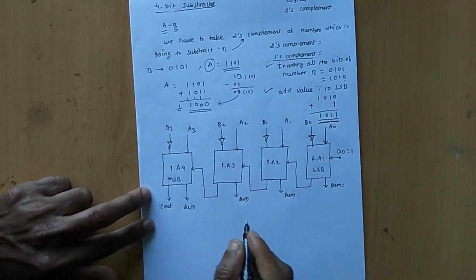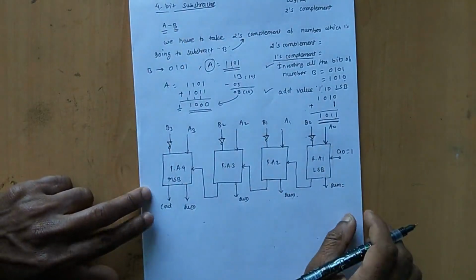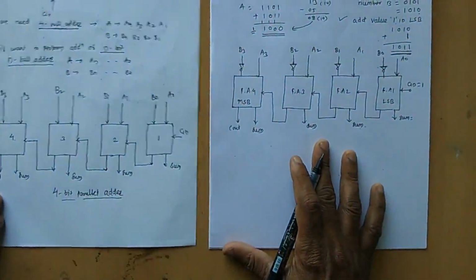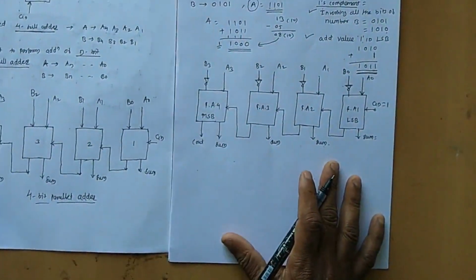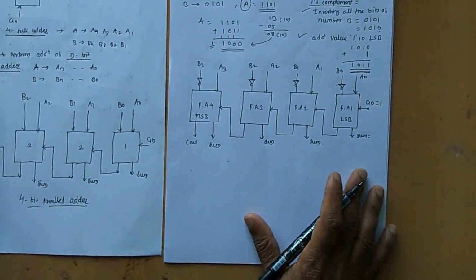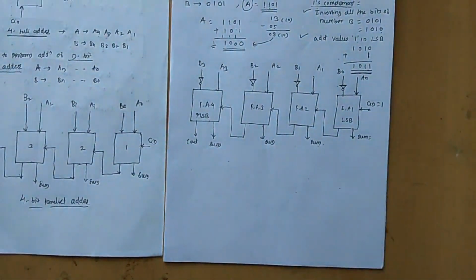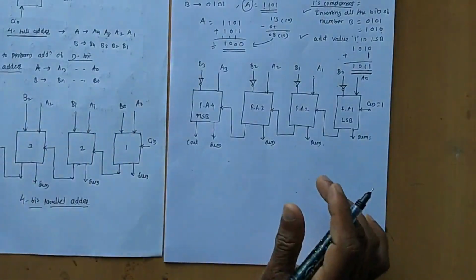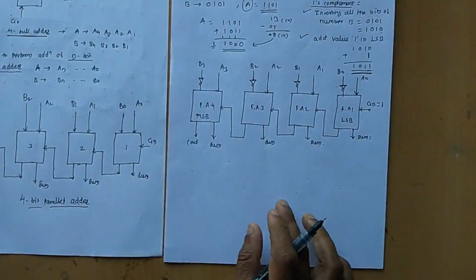This is about the full adder subtractor. I hope you can easily identify the difference between both the adders. What we have to do, which rule we are going to implement to design the 4-bit full adder as well as the 4-bit subtractor.